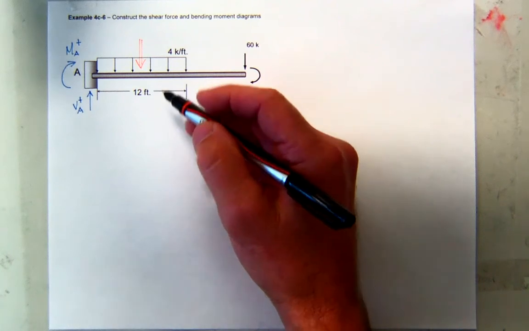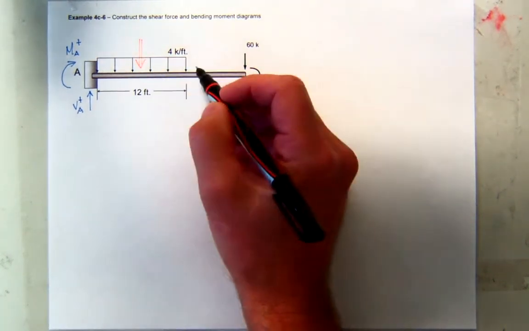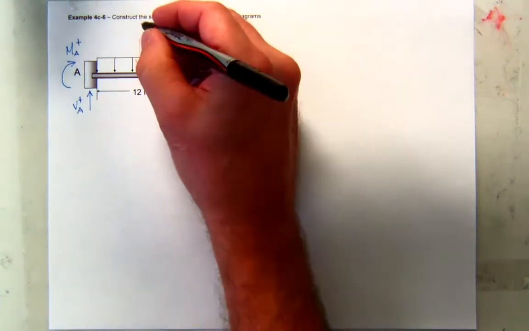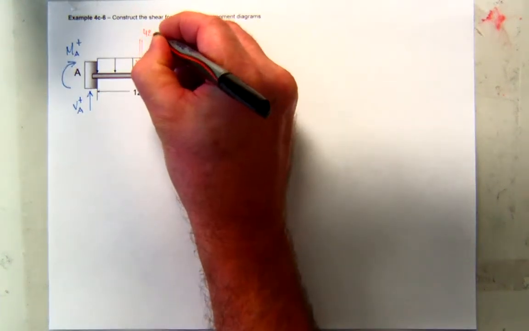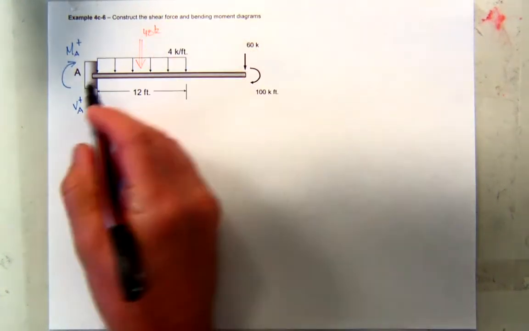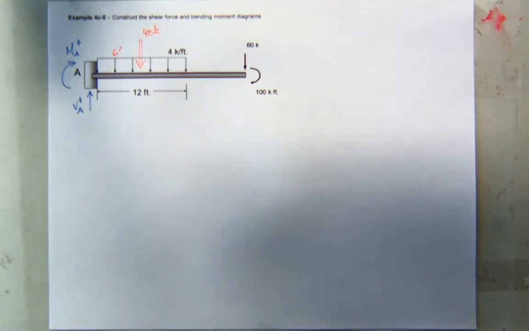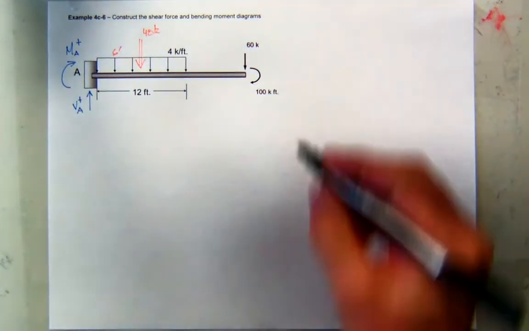All right, so what's the area of this curve? It's a rectangle, base times height, 12 times 4. Looks like 48. And that'll be in kips. And measured from A, that'll be half the distance or 6 feet. So that should give me enough information to find those.